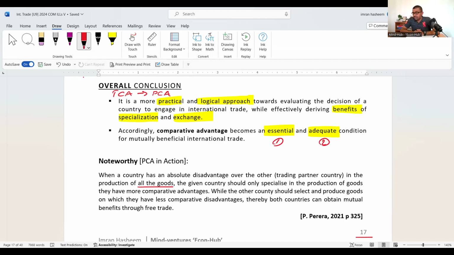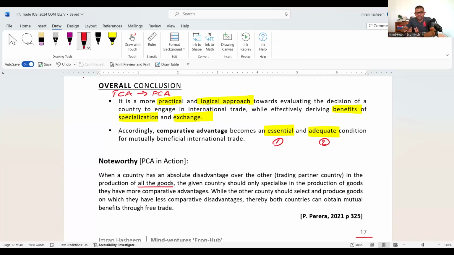So it says the given country should only specialize in the production of goods in which they have more comparative advantage. They shouldn't produce all the goods. Out of all the goods on which they have an absolute advantage, they should pick and choose the goods on which they have a higher comparative advantage and produce those. If there are 10 items on which they have an absolute advantage, the absolute advantage principle says produce all 10. Comparative advantage theory says no.